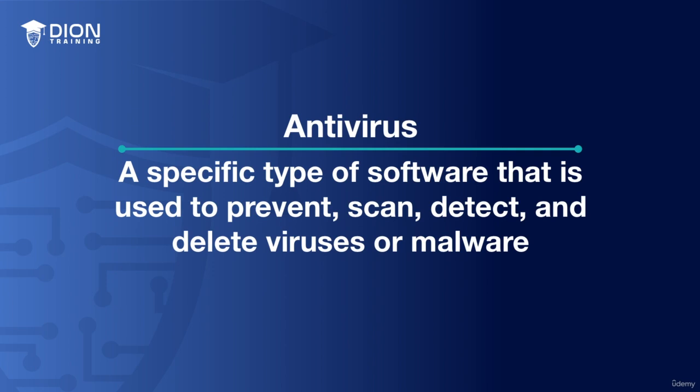Now, the final thing we need to talk about is antivirus. Antivirus is a specific type of software that's used to prevent, scan, detect, and delete viruses or malware from a computer. Once it's installed, most antivirus software will run automatically in the background to provide real-time protection against virus attacks. Now, what is the problem with antivirus?